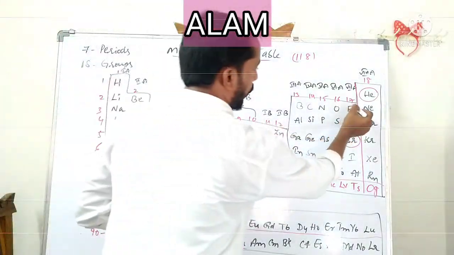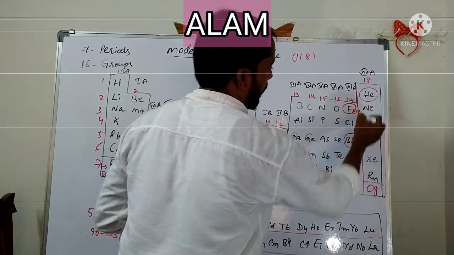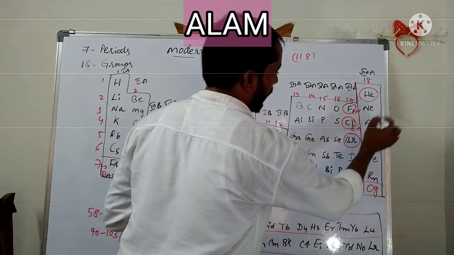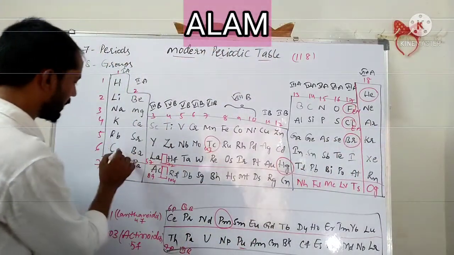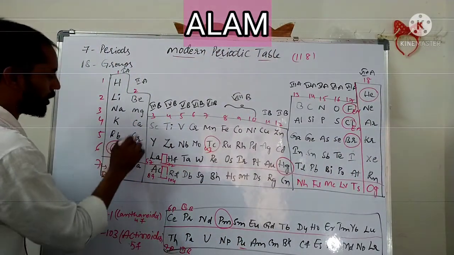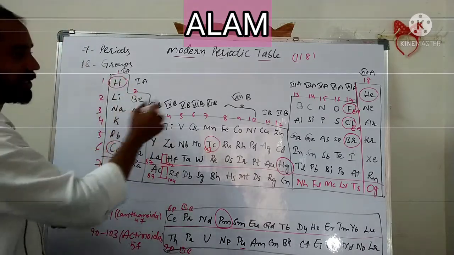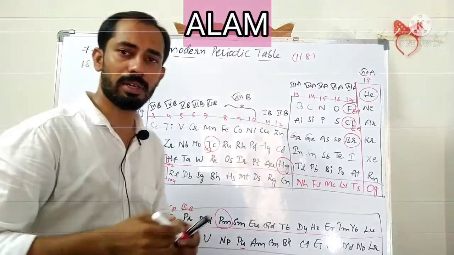Here fluorine is the most electronegative element in the entire periodic table. Chlorine has the highest electron affinity in the periodic table, and cesium is the most electropositive element. Okay, here the position of hydrogen is not fixed; sometimes it is placed under the 7th group elements also.